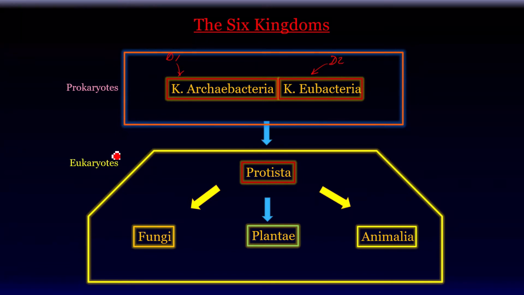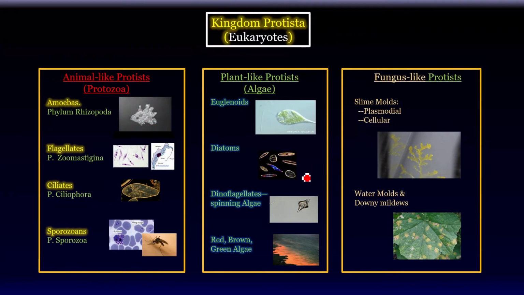And the third domain is actually all the eukaryotes, which includes everything we're going to talk about in the future. So, domain archaebacteria, domain eubacteria, and the domain eukaryotes. And all the prokaryotes, of course, are the bacterial kingdoms. Now, Kingdom Protista is what is currently the subject of our discussion.